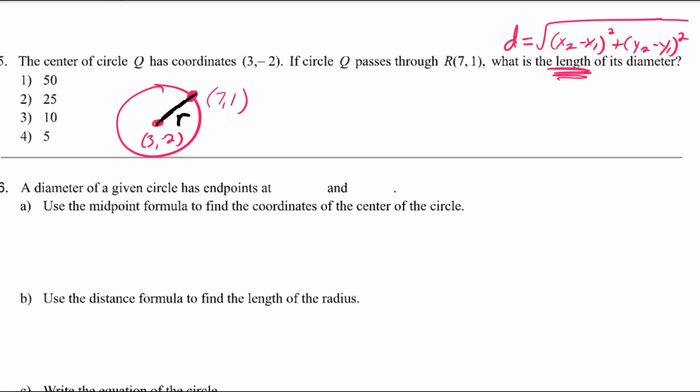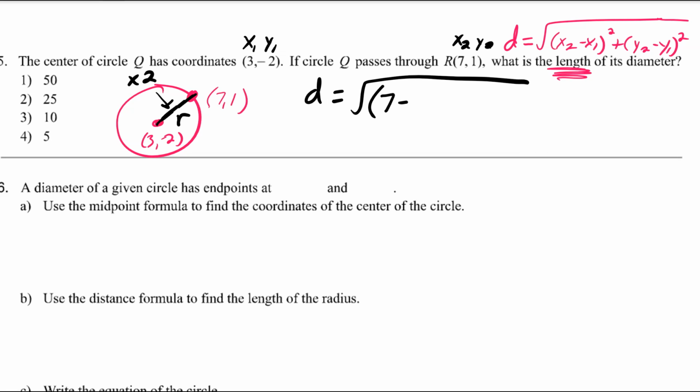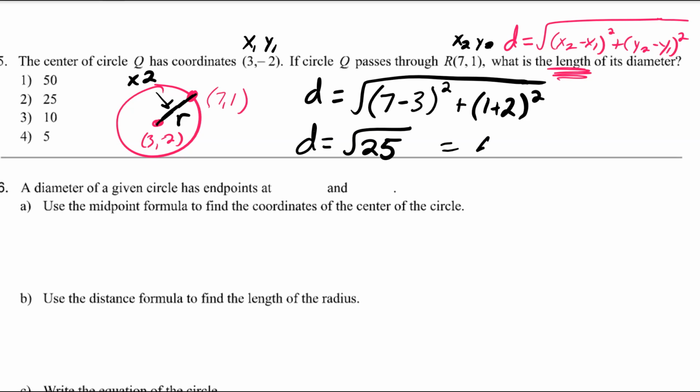So the strategy is plug into the distance formula to find the radius, and then just multiply it by 2 to get the diameter. So remember my distance. If I label one of my points as x1, y1, and x2, y2, it's the square root of x2 minus x1 squared plus y2 minus a -2, which is going to be plus, squared. If I evaluate that in my calculator, the number under the radical is 25, so the distance here is 5.